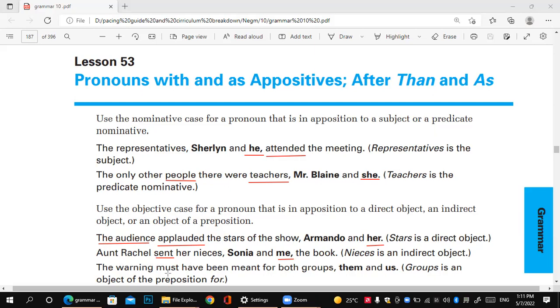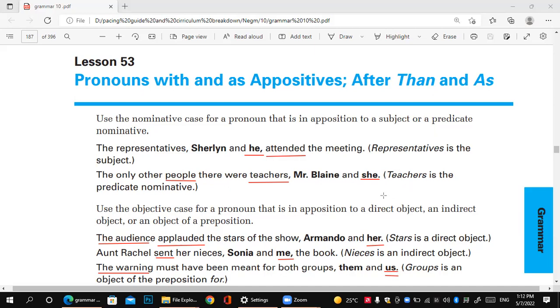"The warning must have been meant for both groups, them and us." Why "us"? Because here, listen, the warning is the subject, must have been meant, for both groups. So groups is the object, that is in them and us. The warning must have been meant for both groups, them and us.